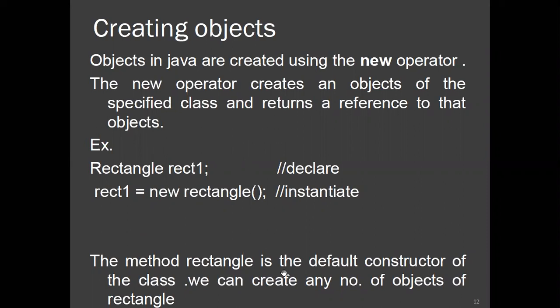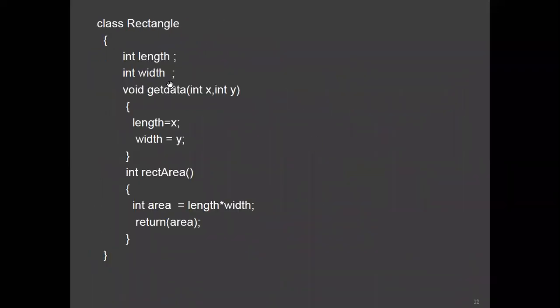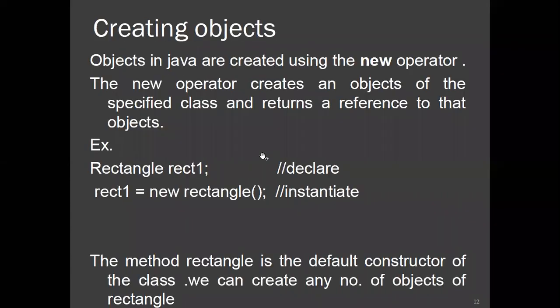You see here, what is the class name? In the previous slide we have seen that Rectangle is the class name. So how do we create an object for this? We use the class name Rectangle, like int space x, something like that. So I'll use the class name Rectangle space rect1. This is our declaration.